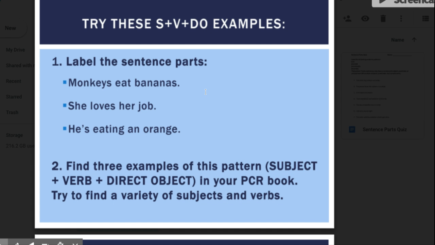All right, so monkeys eat bananas. Label any sentence parts you see, subject or verb or anything. Okay, these are the second type of pattern. You should find 3 examples of this pattern: subject plus verb plus direct object. Each one of these has a subject, an action verb, and a direct object. So go ahead and label those sentences right now.